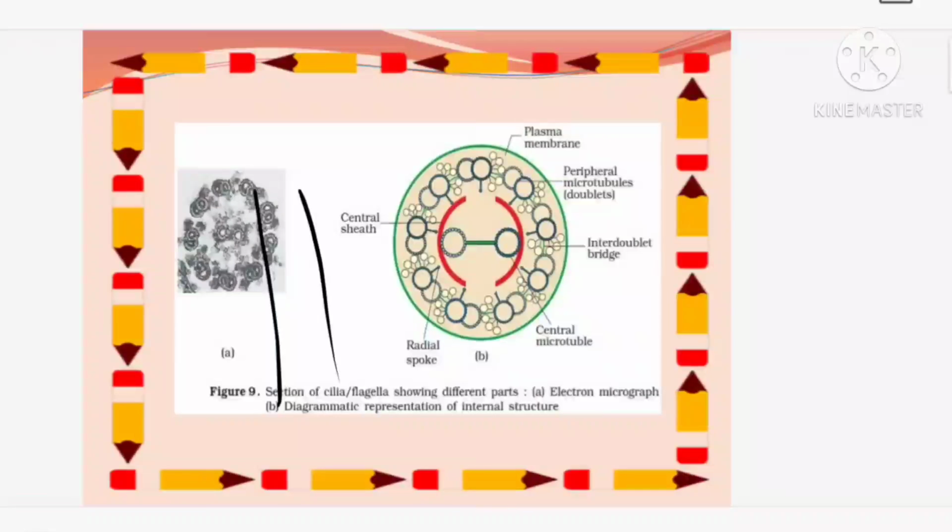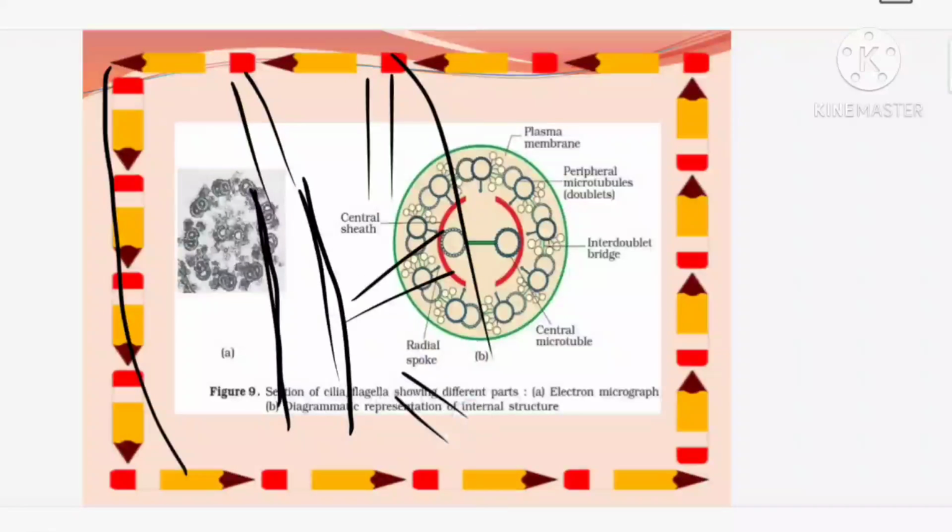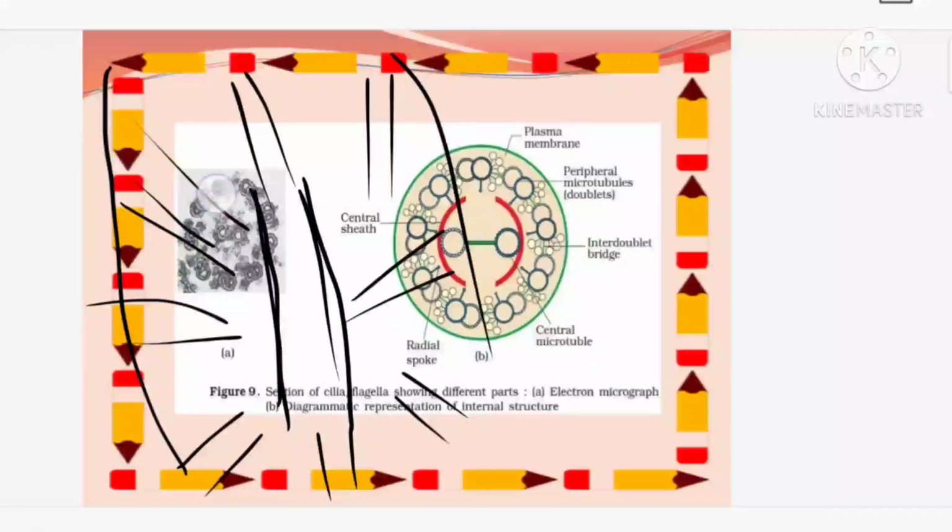So how many tubules are they made up of? Imagine this is one flagella. In the cross section, they are made up of two central tubules. Thereafter, how many tubules are on the periphery? Nine doublets. 1, 2, 3, 4, 5, 6, 7, 8, 9. So nine tubules are present.